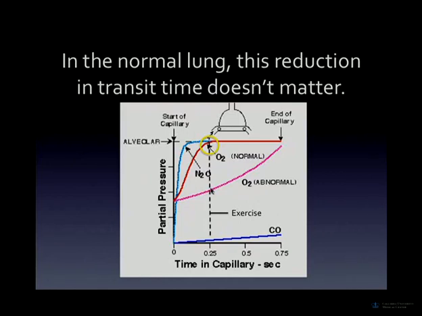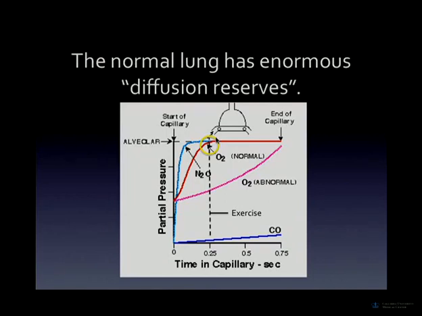So this dashed line here represents the new point at which blood exits the gas exchange space. So here's your starting point and here's your ending point. And we see that in the normal lung, you've already gotten up to your alveolar pressure, or just about, in that time. So in the normal lung, this doesn't matter. Arterial PO2 is basically at its maximal levels, even with that shortened time in the gas exchange region. And we say that the normal lung has enormous diffusion reserves.